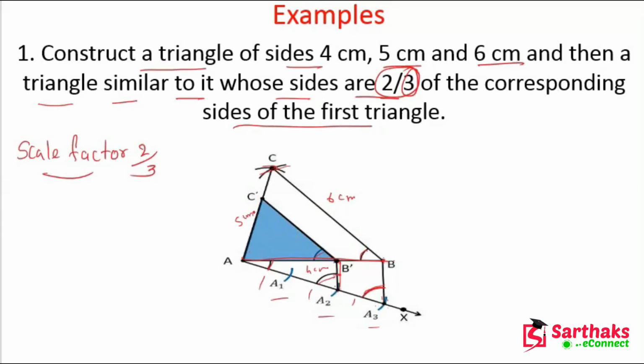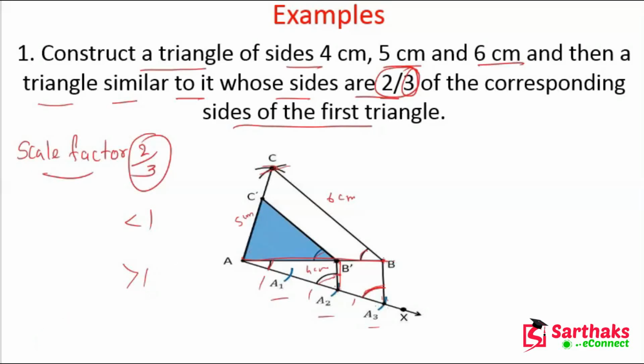So my dear friends, we get a triangle AB dash C dash, which is smaller than the given triangle because the scale factor is what? Less than 1. If the scale factor is less than 1, then the constructed triangle is smaller than the given triangle. So my dear friends, this is the concept of the scale factor. If the scale factor is greater than 1, then the constructed triangle is bigger than the given triangle. I hope my dear friends you understand these things.